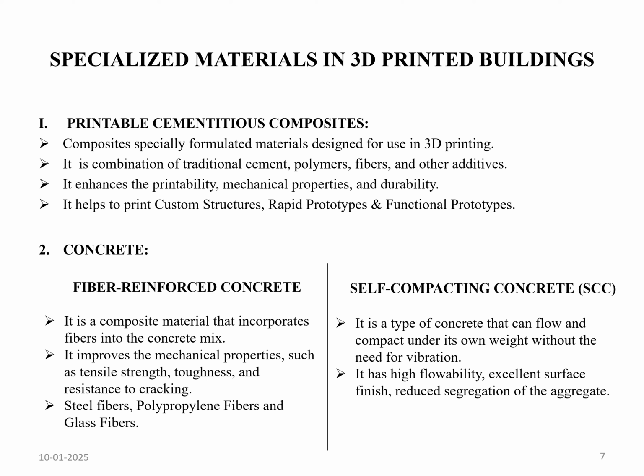Second would be concrete, which is further divided into two. First is fiber reinforced concrete. It is a composite material that incorporates fiber into the concrete mix, helping to enhance the mechanical properties like strength, toughness, etc. Examples are steel fibers, polypropylene fibers, and glass fibers.